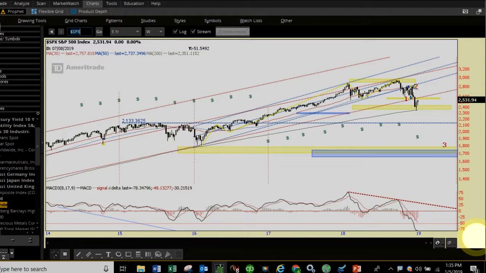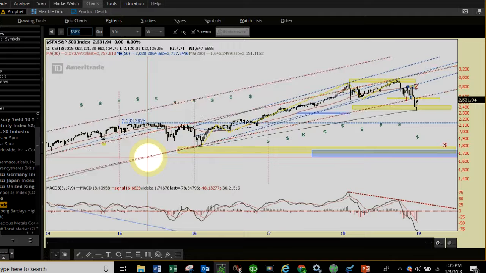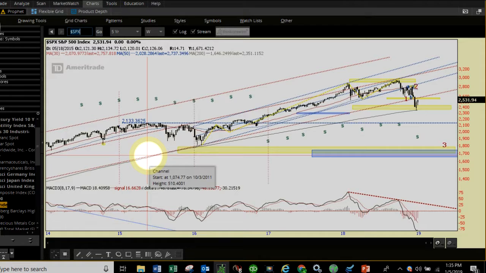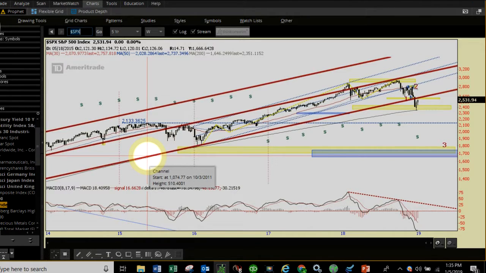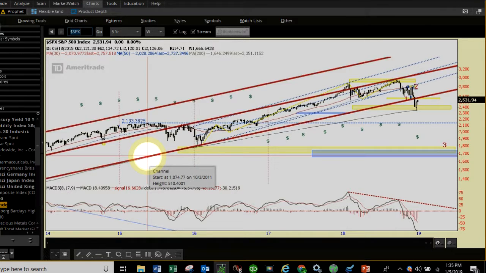It is January 5th, and we're looking at a chart of the S&P 500. I just want to call your attention to this red channel here. This red channel is what we're calling the primary trend. This trend channel goes all the way back to the 2009 low. So this is the bull market channel, okay?